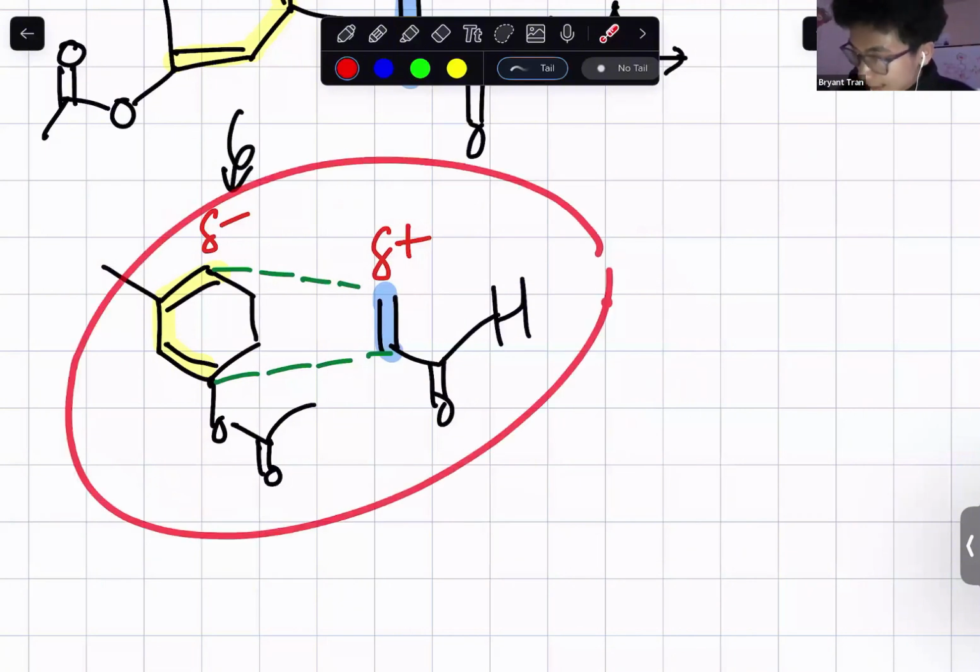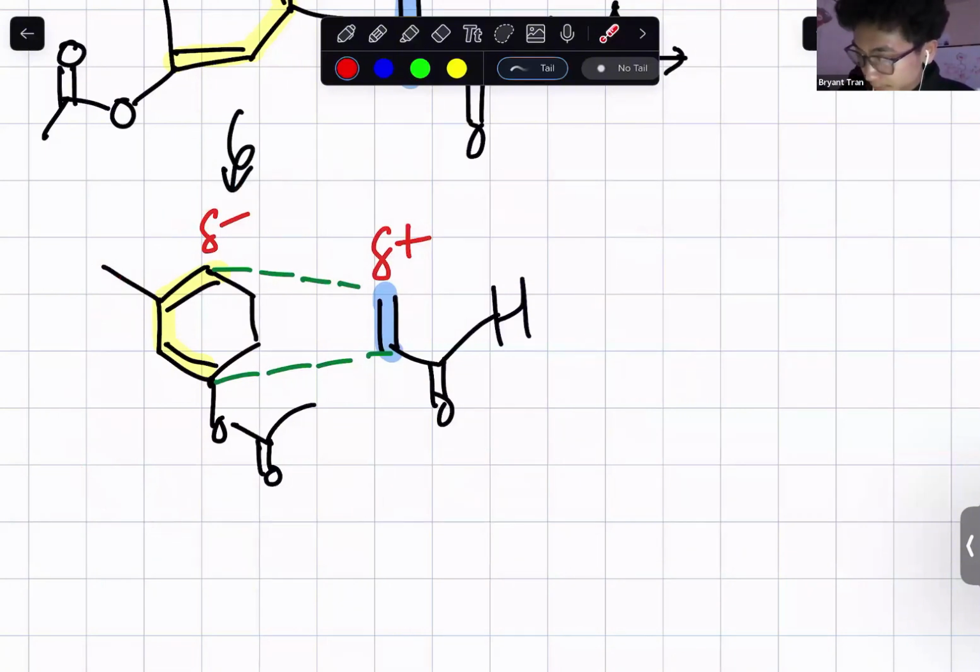Once I have that, I then identify my out and in groups. I'm going to number this here like this: 1, 2, 3, 4, 5, 6. My out and in groups are only going to be on carbons 1 and 4.